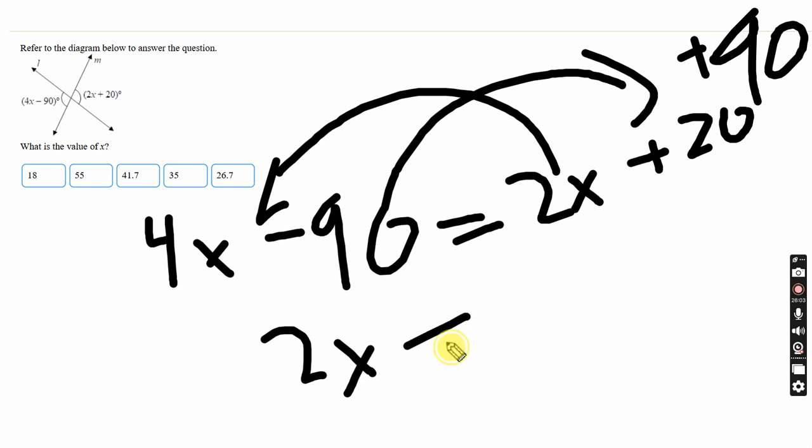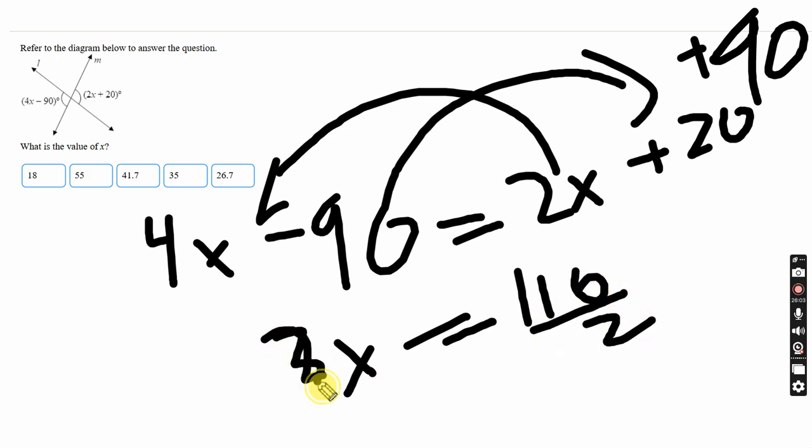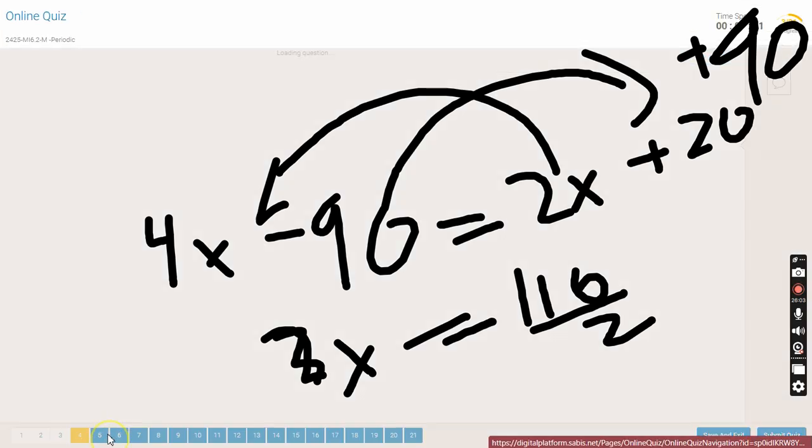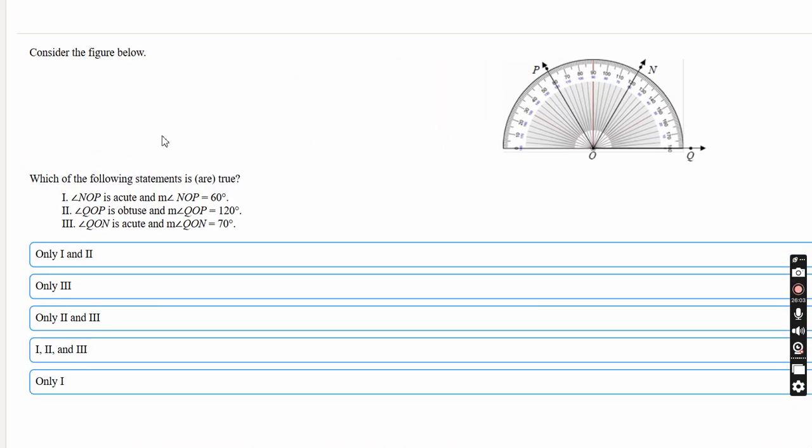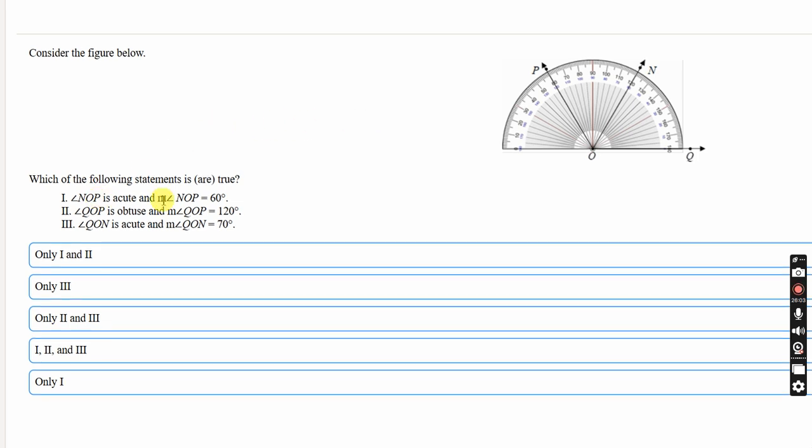Now 90 plus 20 is 110. So 110 divided by 2, so you divide here by 2, it's going to be 55, right? You're supposed to know how to do this because from the previous sections, they have taught you how to solve for x.